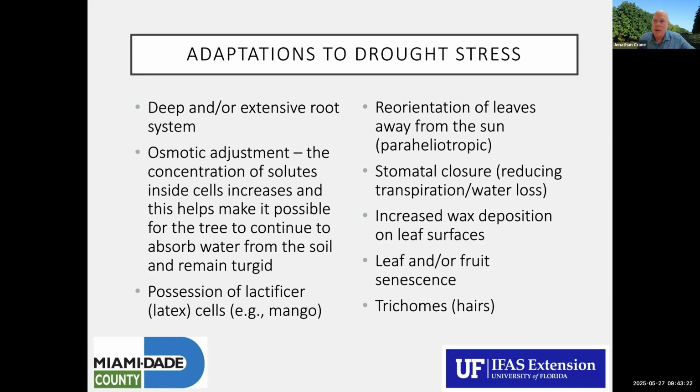And then one final strategy is leaf or fruit senescence. Some trees will tolerate drought conditions by dropping their leaves or dropping the fruit. It's just survival mode. And also, leaves that have hairs on them tend to be more drought tolerant than leaves that don't, because the trichomes tend to impede the water loss from the leaves.